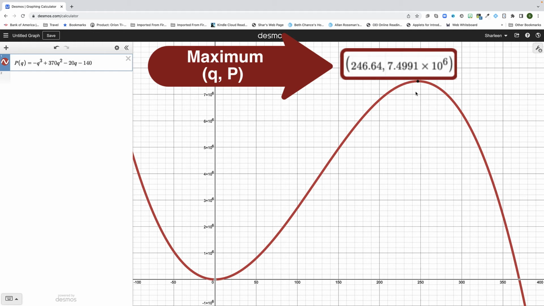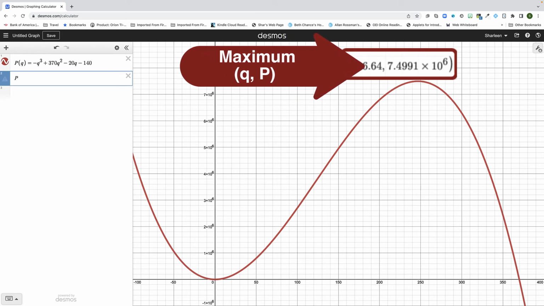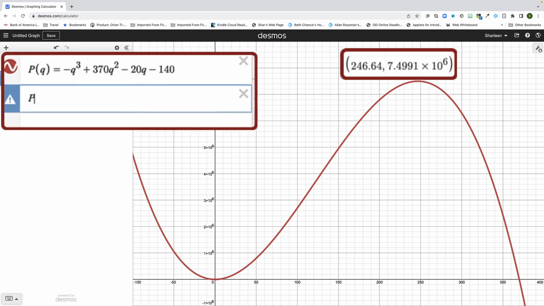There's two ways you could find the maximum profit for this polynomial. The maximum profit will be the y-coordinate of the relative maximum here, so 7.4991 times 10 to the 6th. You can also find the maximum profit by evaluating the polynomial for that value of q where the maximum occurs.